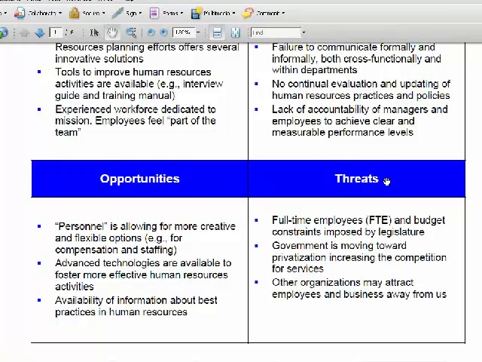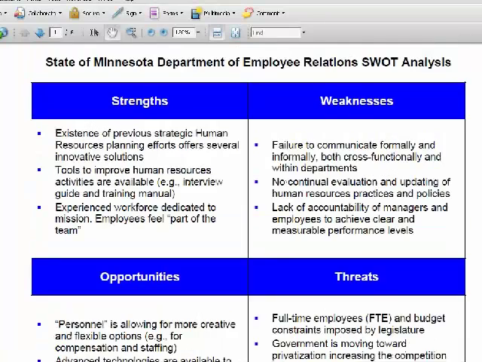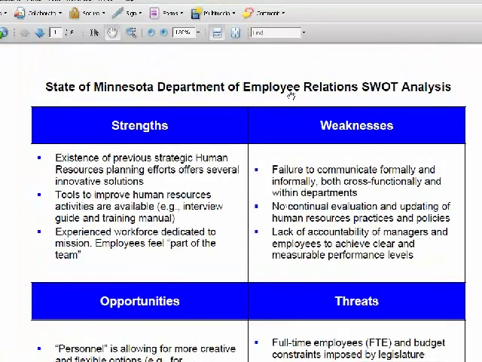Let's look at some threats now. Threats are external to the organization, but could have a negative impact on your project. There's maybe constraints imposed by legislature. Government is moving toward privatization. Other organizations may attract employees and business away from us. So this would be an example of a SWOT for an employee relations department.